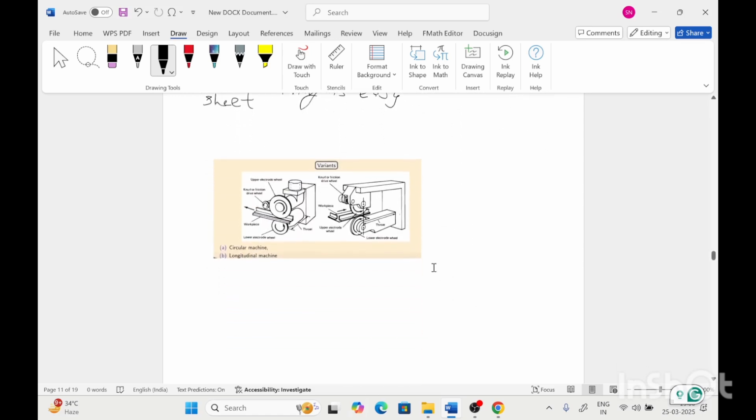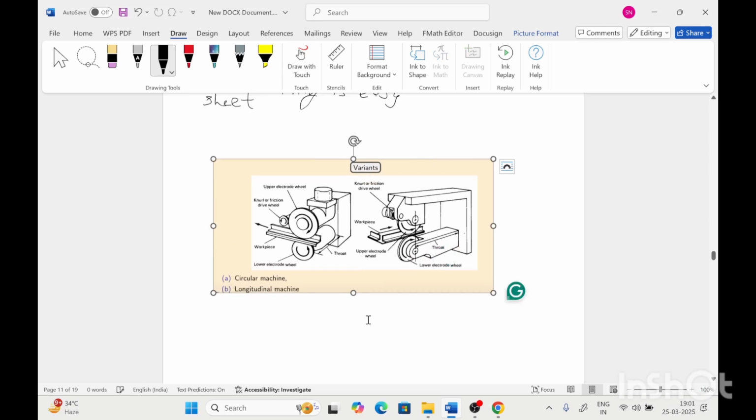So these are the variants of resistance seam welding. First is the circular machine, and the second is the longitudinal machine. In the circular machine, the base metal sheets are introduced in the rollers sideways. This is the upper electrode wheel, and a knurled or friction drive wheel is also provided for support. This is the workpiece. In the second, the longitudinal machine, the longitudinal weld is formed.